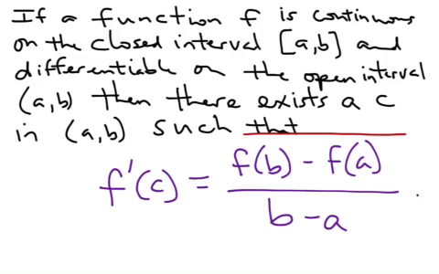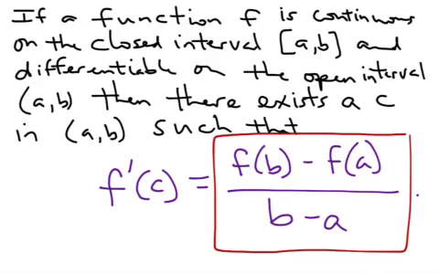First of all, the right-hand side of the equation gives us a ratio. It's the change of the outputs over the change in the inputs over some interval. And so you should recognize this as the slope of a line. But to be specific, this is the slope of the secant line to the function f on the interval [a,b].